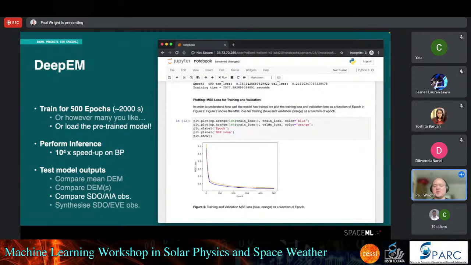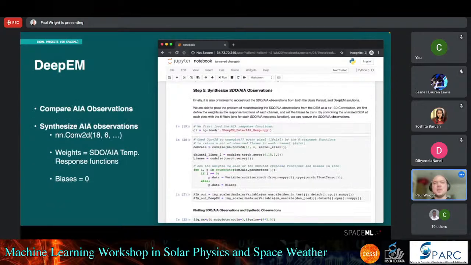Here I'll concentrate on comparing the AIA observations, but there are a number of ways you could do this. You could compare the distribution from BASISPURSUIT and the neural network. You could even synthesize SDO EVE observations and try to compare them, or you could just compare the mean DEM. But I think for this example, comparing the SDO AIA itself shows the importance of this method.